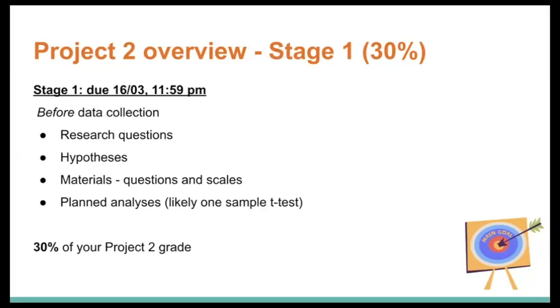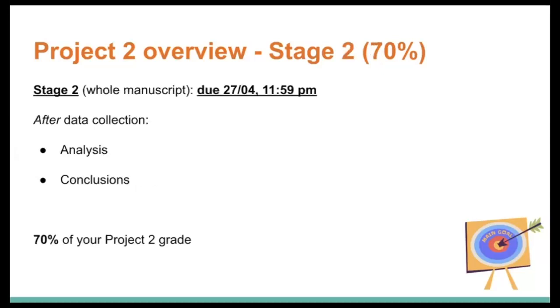As stated on the syllabus, there are 2 stages for Project 2. Stage 1 is worth 30% of your Project 2 grade. This is due on the 16th of March before 11:59 p.m. And Stage 1 is essentially everything before data collection. Stage 2, which is worth 70% of your Project 2 grade, is due on April 27th before 11:59 p.m. And this is your whole manuscript.